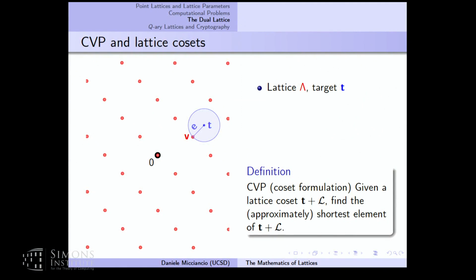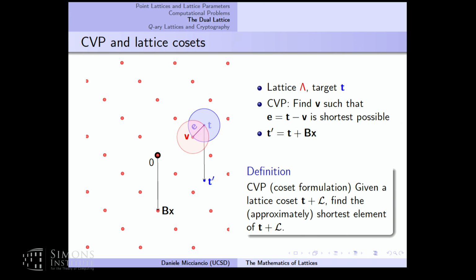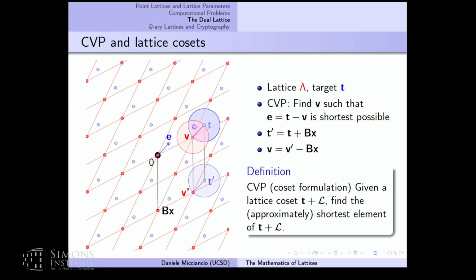An alternative way is to define the closest vector problem. Instead of the problem of finding a vector closest to a target, you can consider a shifted copy of the lattice. Notice if you move both the lattice point and the target by the same amount, the distance stays the same. So you can consider a shifted copy of the lattice and then ask, find a point in this shifted lattice which is closest to the origin. So these are equivalent problems and can be formulated using the dual lattice.